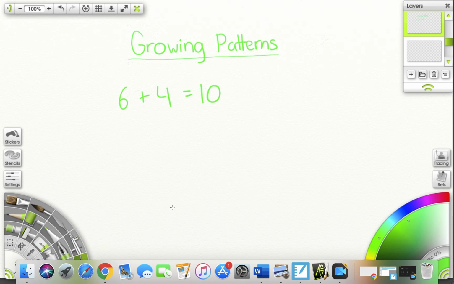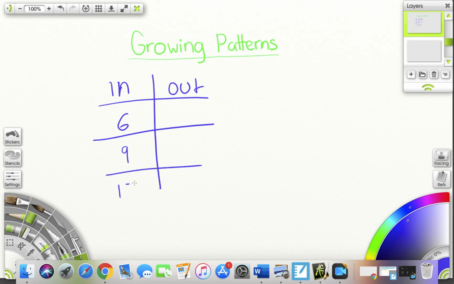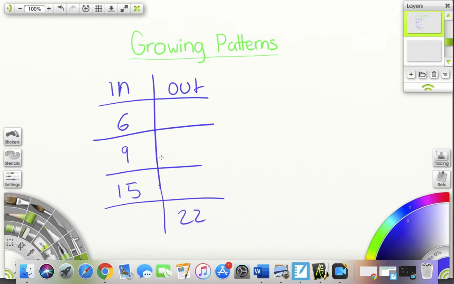So I'm going to copy down this chart really quickly. It's going to be rough, but it will be a little bit easier to demonstrate how the growing pattern works. So we have in, and we have out. First number is 6, 9, 15, and the last number I think is 22. Yep. All right, so the rule is to add 4 to our in number.